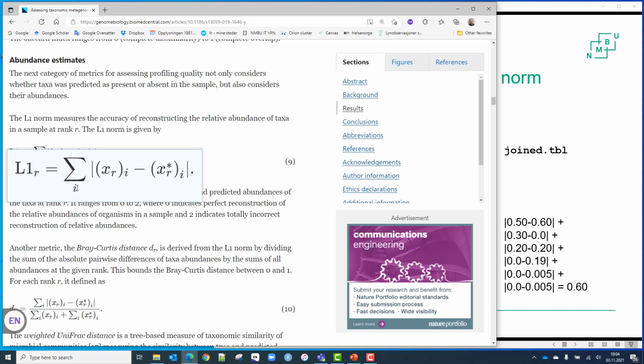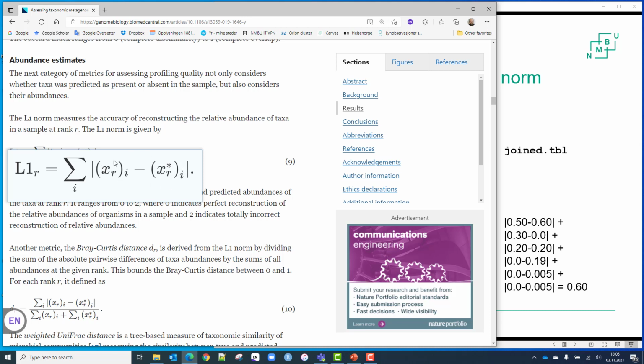And what is it? Well, sum over all the indexes the following. Take the abundance from the gold standard, number I, subtract the corresponding abundance number I from the prediction, and take the absolute value of this, and then sum this over all indexes. That's the L1 norm, which is also the same as Manhattan distance. We talked about Manhattan distance in another context, and it was about this pan matrix trees. It was actually the same formula.